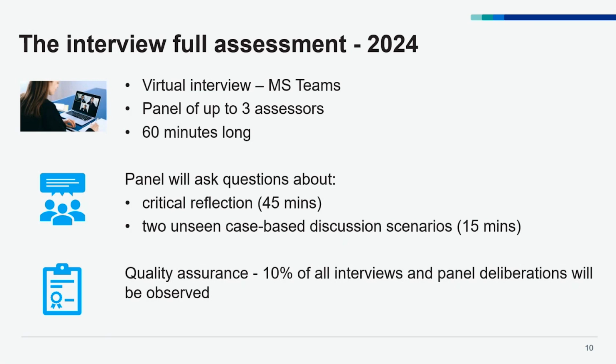3 is the maximum, and your interview will last for 60 minutes. Within that 60 minutes, your panel will have 45 minutes to question you on the critical reflection, and then another 15 to cover 2 unseen CBDs. It's important at this point to say that those are allocated times. That's not a cut-off time, as in your 45 minutes are up, we'll now move on to CBDs.